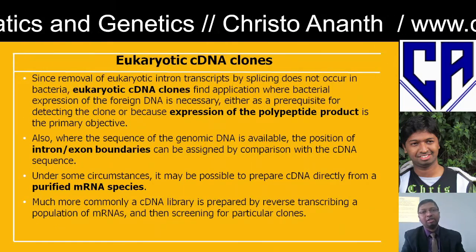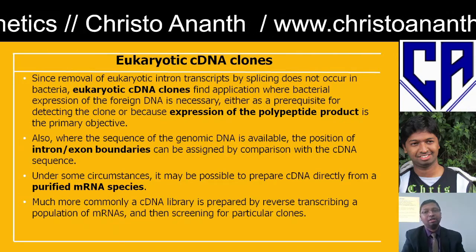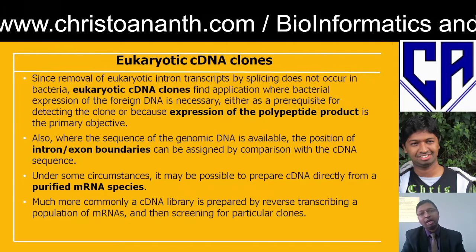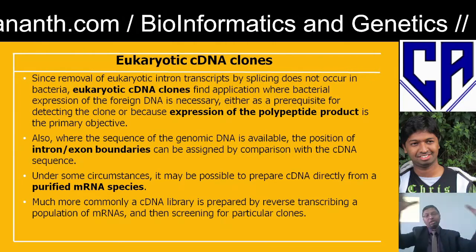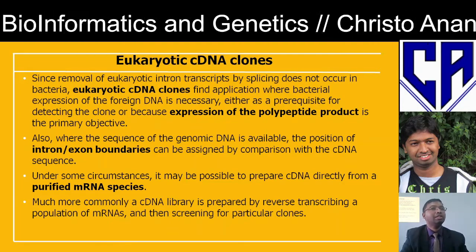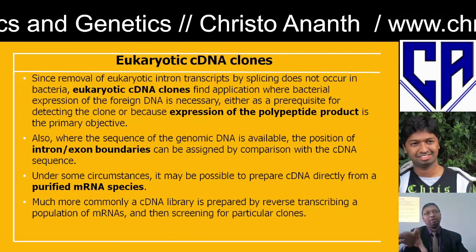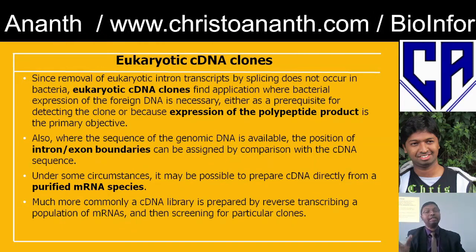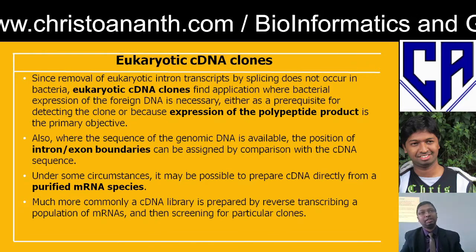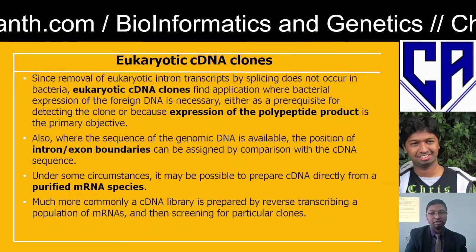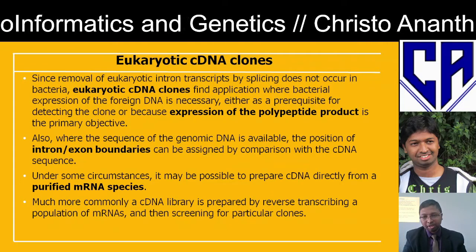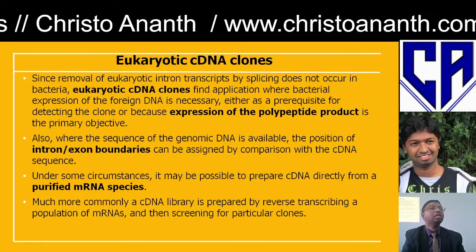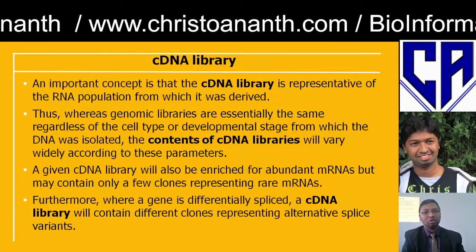In the case of eukaryotic cDNA clones, you get the primary expression of the polypeptide product, and we analyze the boundaries of the intron as well as the exon. Intron is the non-coding portion, and exon is the expressed portion. If you compare this intron-exon boundary with the cDNA sequences, you can easily isolate the genes. To prepare the cDNA, you use the purified mRNA sequences, and you can screen for the particular suitable clones.